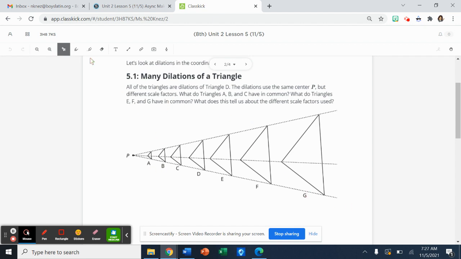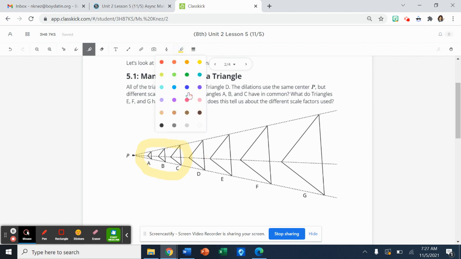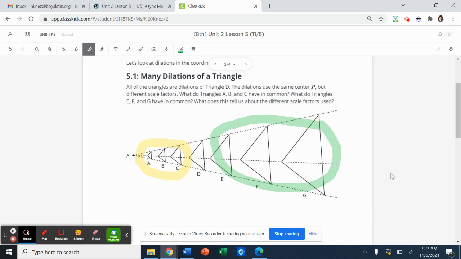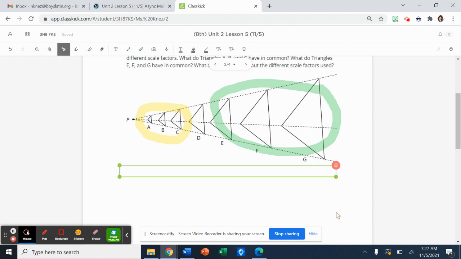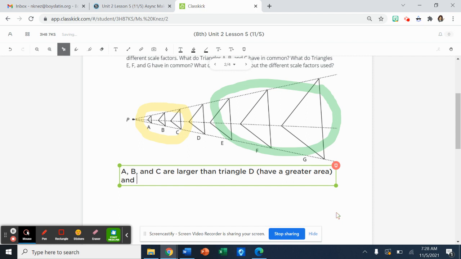So you might have noticed that triangles A, B, and C were all smaller than triangle D, whereas triangles E, F, and G were all larger than triangle D. And so one thing that's important to note is that A, B, and C are smaller than triangle D, so they have a smaller area, and E, F, and G are larger. Whoops, I should have written A, B, and C are smaller, right? A, B, and C are smaller, and E, F, and G are larger.